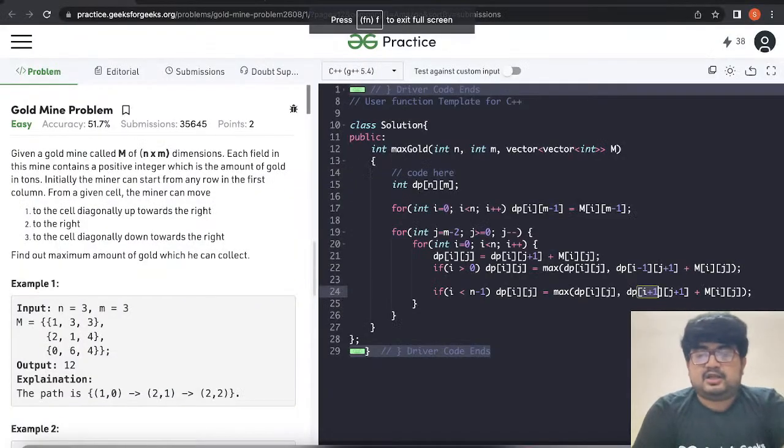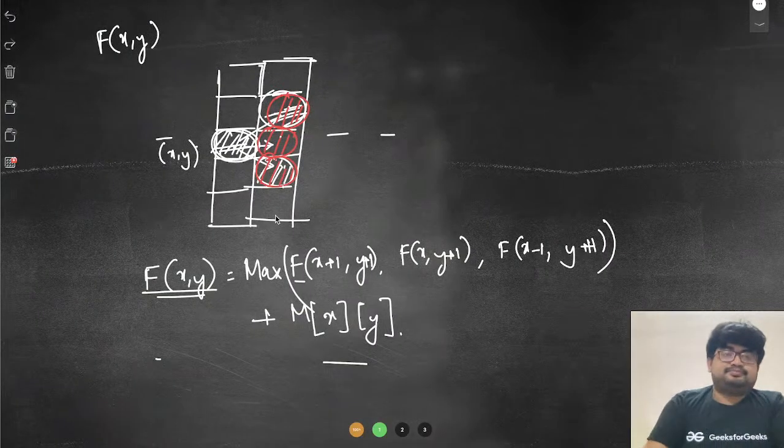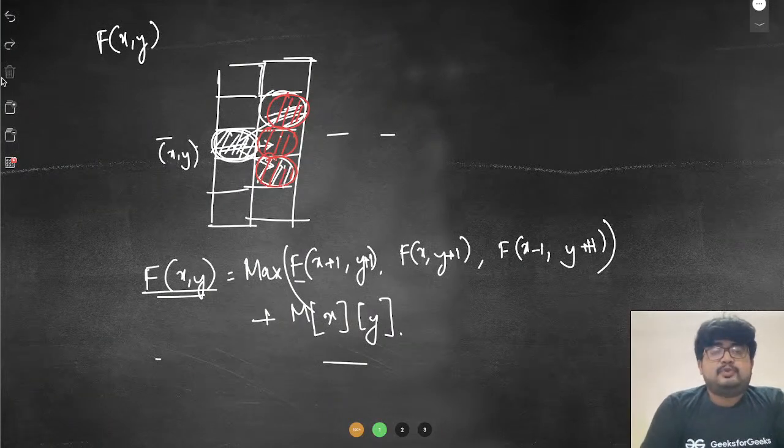So let me just re-explain the logic quickly. So what we want is, we first understand the problem, right? So the problem is, we are given a matrix, right?